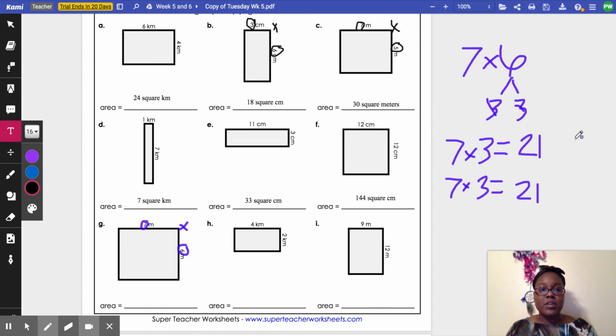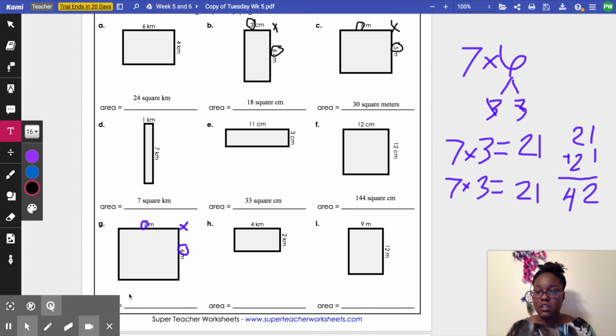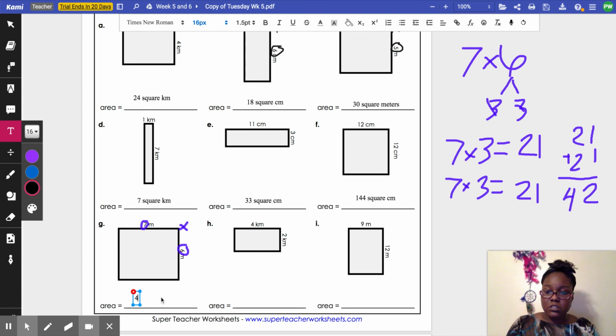And now you can add 21 plus 21. 1 plus 1 is 2, and 2 plus 2 is 4. So this one, the area is going to be 42 square meters.